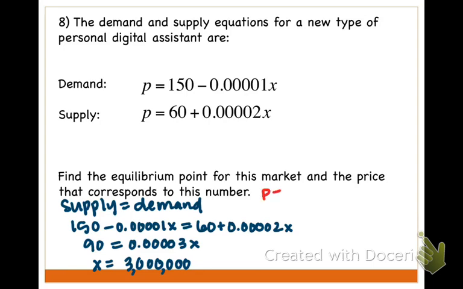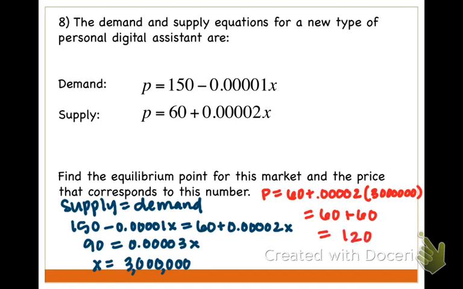So my price for supply is 60 plus 0.00002 times the 3 million. And it's really easy to forget a 0 in there, so make sure in your calculator you're being very careful. And I get that the price is 60 plus 60, or 120.